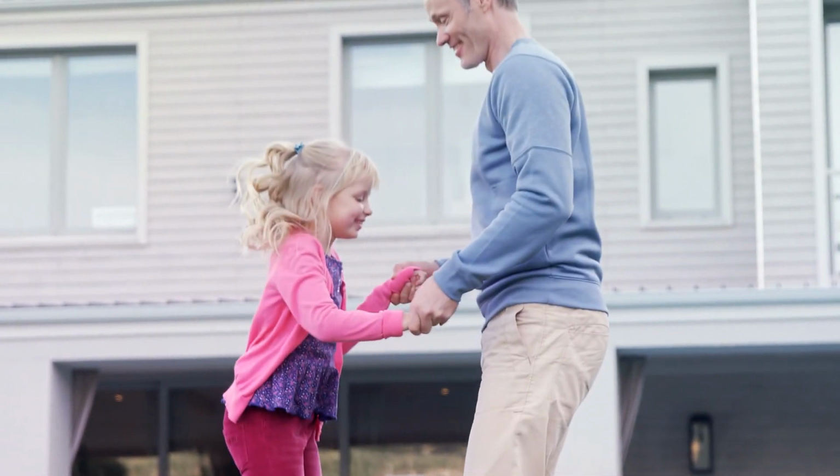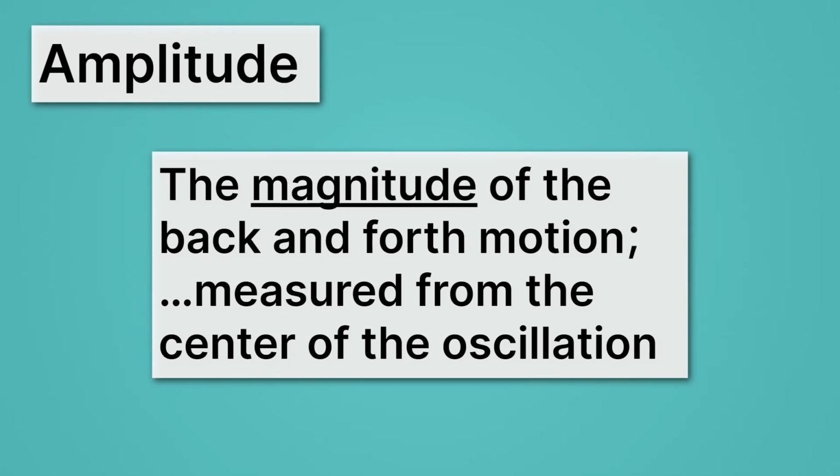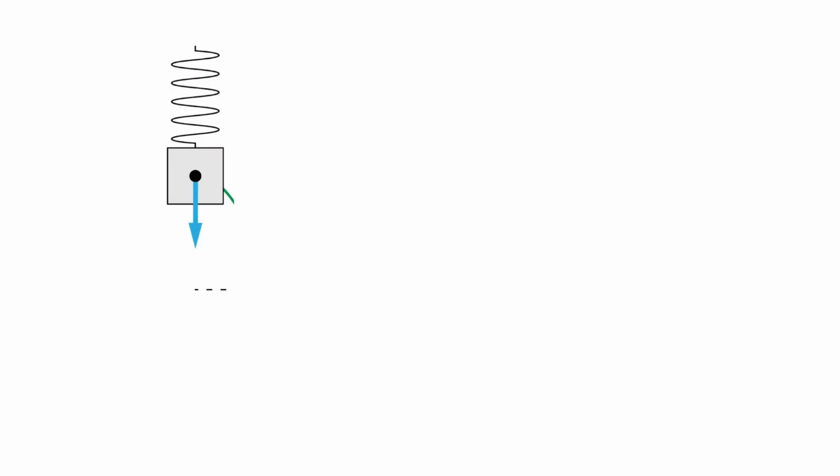Now, here's the thing about amplitude. It's the magnitude of the back and forth motion, very specifically measured from the center of oscillation. What do we mean by that? Well, let's look at another example of harmonic motion, a block on a spring.